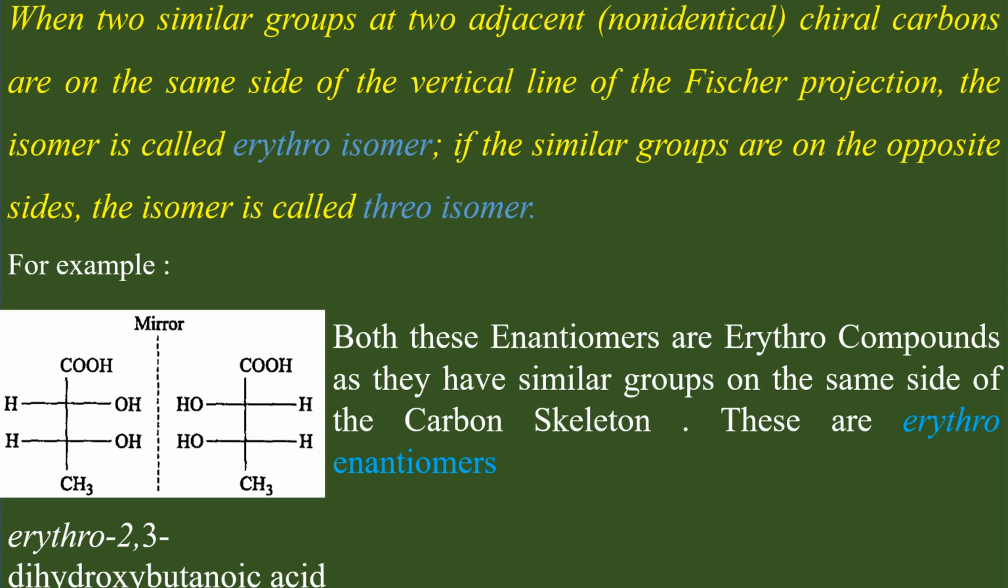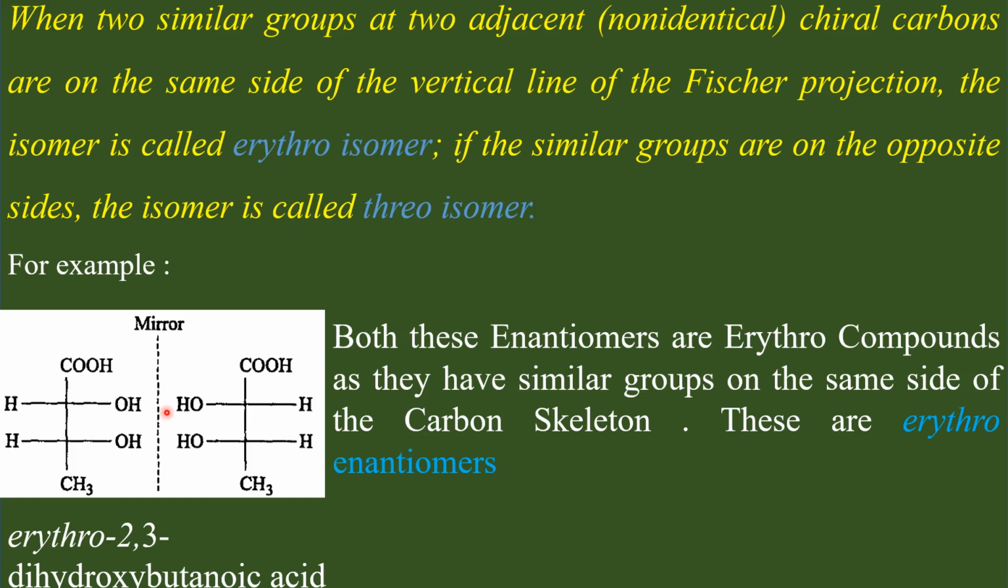When two similar groups present on adjacent chiral centers are on the same side of the vertical line of the Fischer projection, then that isomer is called the erythro isomer. Just look at this molecule. There are two chiral centers and we have seen two rules. The first rule, there should be only two chiral centers. Yes, there are two chiral centers. And it should be of the type C, ABX, ABY, with AA, BB, XY. So this is obeying that rule also.